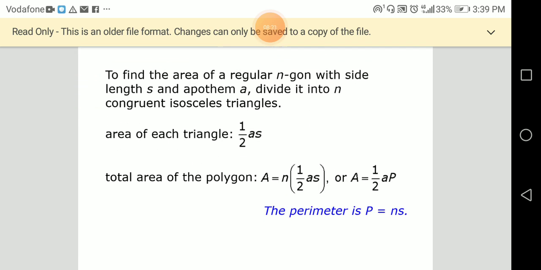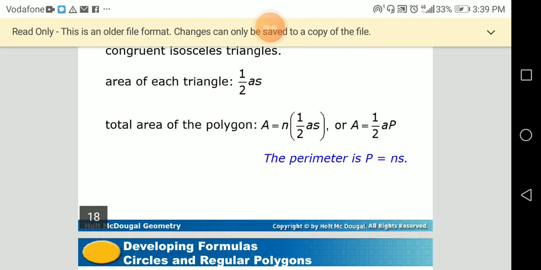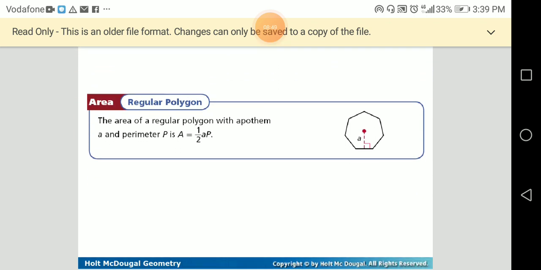So to find the area of a regular n-gon with a side length s and an apothem a, divided into n congruent isosceles triangles. Let's see. Area of each triangle equals half a s. Total area of the polygon A equals n times half a s, or half a p. The p here is for the perimeter, guys. So let's have a problem and solve it.